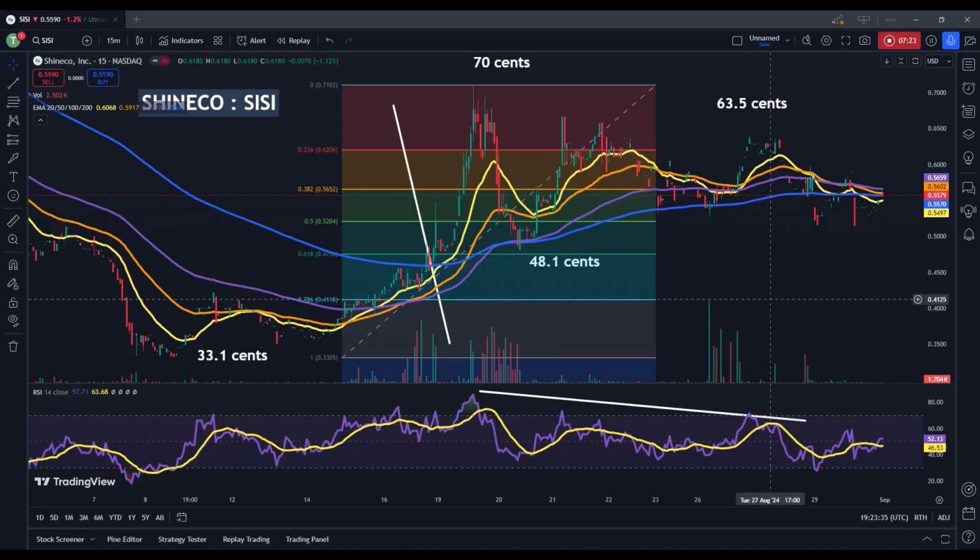You would need to see a lot of movement in the upward direction, even to just reverse the bias to somewhat neutral and sideways, rather than just being in the downward direction. So here's the current market analysis for SHINECO Incorporated, stock ticker SISI.